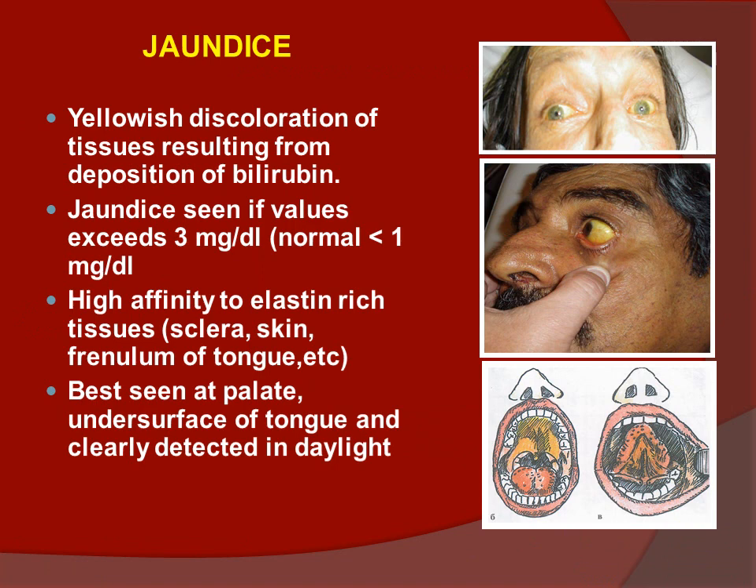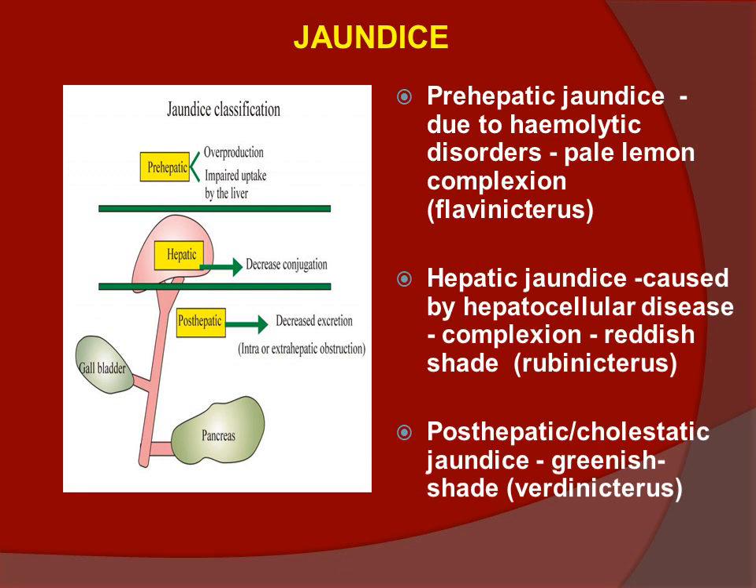Another important and common sign of liver and gallbladder disease is jaundice, a yellowish discoloration of tissues resulting from deposition of bilirubin. Jaundice is seen if values exceed 3 milligrams per deciliter, and is best seen at the palate and under the surface of the tongue, and clearly detected in daylight. The common causes of jaundice are demonstrated in this slide.